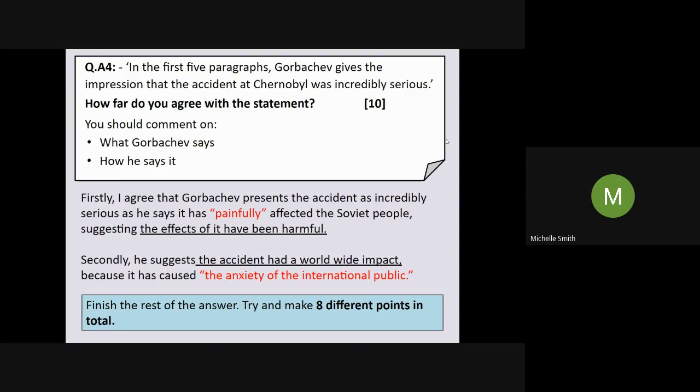Okay, well done. Hopefully you have all timed yourselves and you've had a go at question 4. So it said the first 5 paragraphs give us the impression that the accident at Chernobyl was incredibly serious. How far do we agree? And we had to comment on what Gorbachev said and how he said it. The first 2 examples I gave you were that he said that it was serious because it had painfully affected the people and also it had had a worldwide impact. So what else could we have said?